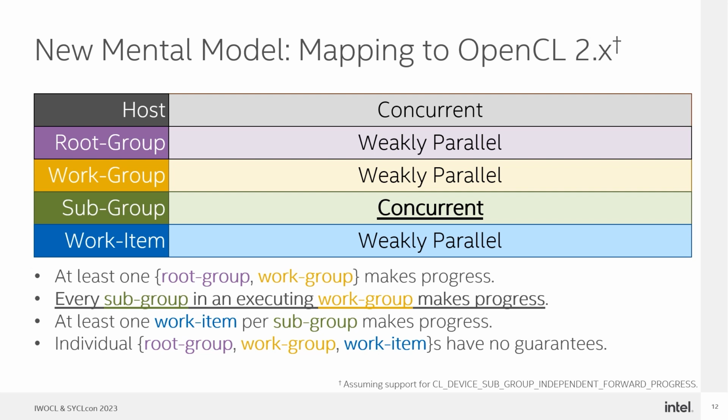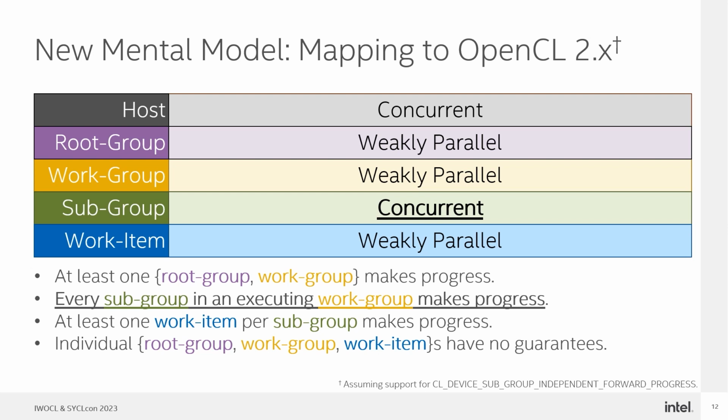As before, we have the host thread blocking on the root group thread, which in turn is blocking on a set of workgroup threads. But once a workgroup thread takes a step, it immediately creates its constituent subgroups, and these subgroups will continue to make progress until they terminate. And the work items within those subgroups still only have weakly parallel forward progress guarantees, as before.